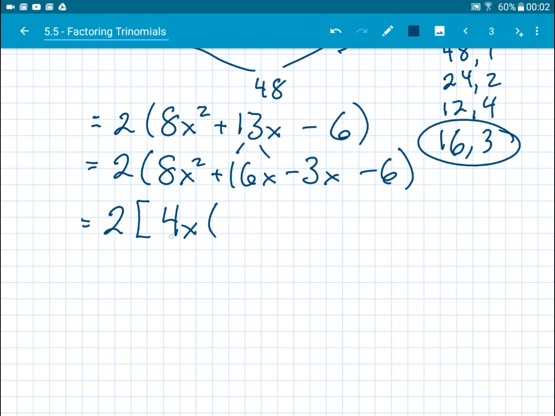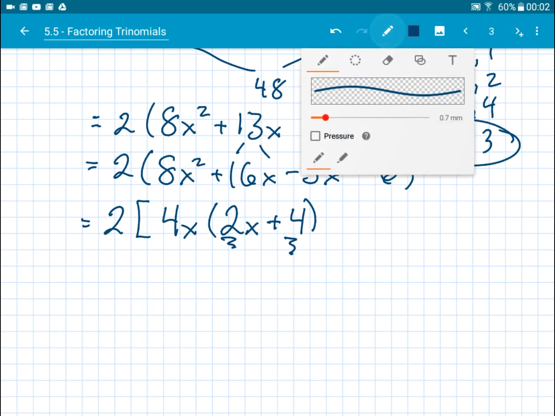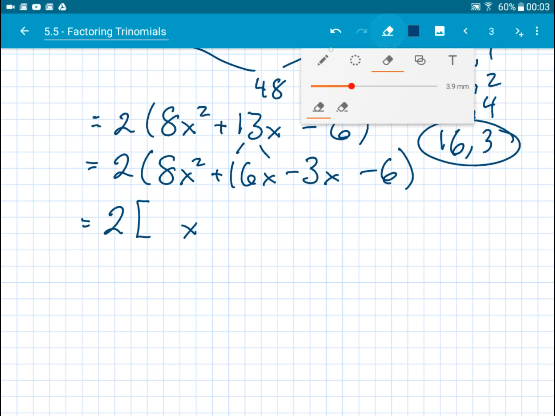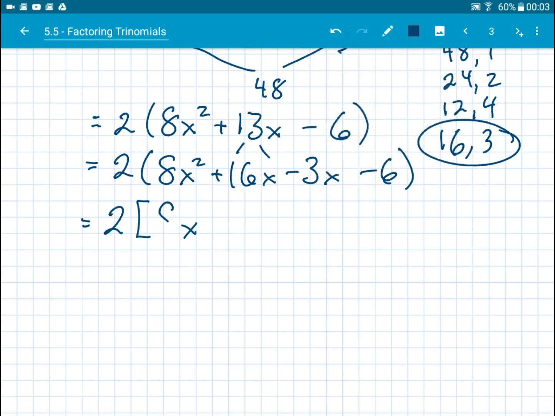And what would we need to multiply 4x by to get 8x squared? Well, 2x. And what would we need to multiply 4x by to get 16x? Well, plus 4. Oh, wait a second. This still has a common factor in it? Okay, well, we have to go back then and choose a bigger common factor. So it looks like we can take an 8. And those types of mistakes happen while you're working on things like this. So don't worry if they do.